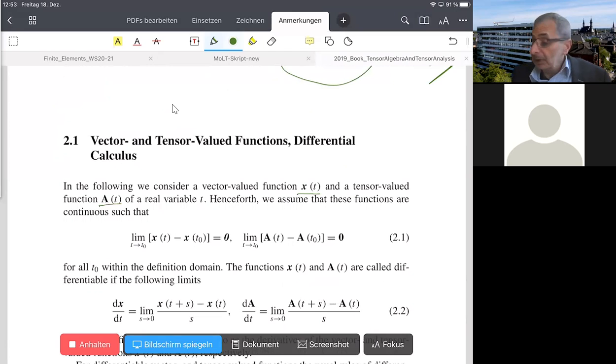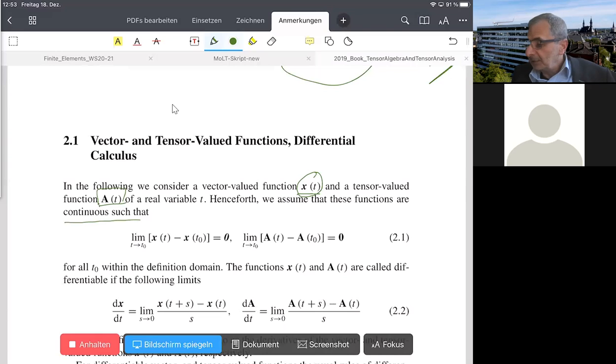For example, time. Just imagine x, the position vector of a particle, can depend on time t, or the stress sigma can depend on time. So these functions are important, and before starting with them, we make some important assumptions.